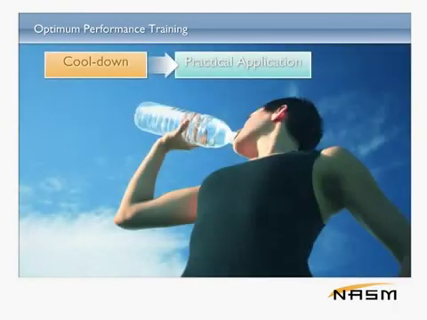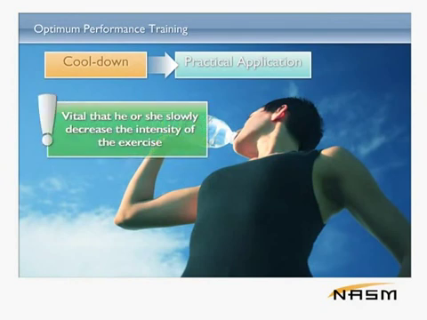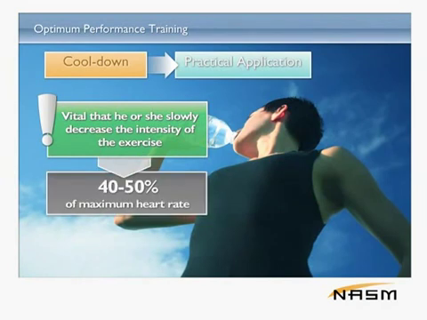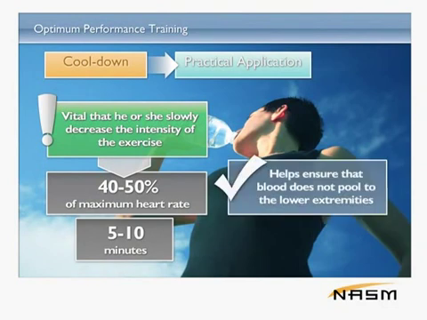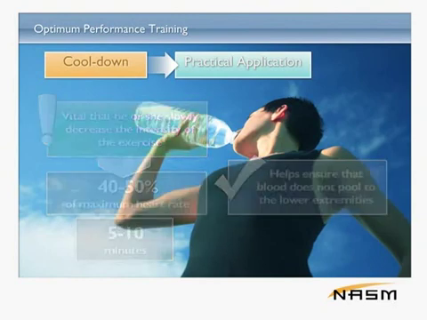If an individual is performing cardiorespiratory exercise for an extended period of time, it will be vital that he or she slowly decrease the intensity of the exercise, generally 40 to 50% of maximum heart rate, and work at this lowered intensity for 5 to 10 minutes. This will help in gradually decreasing the heart rate back down to a resting state. It will also ensure that blood does not pool to the lower extremities, leading to dizziness and/or possible fainting.